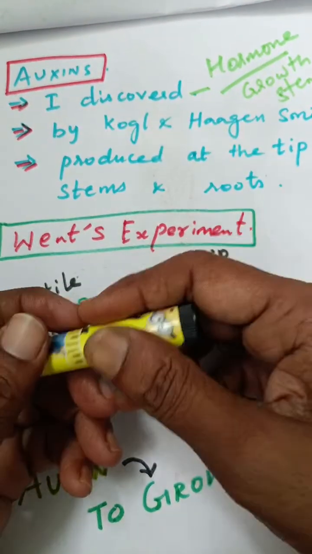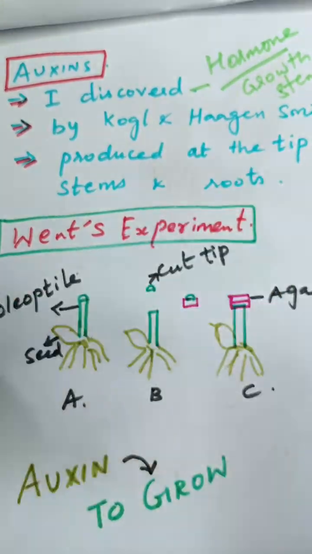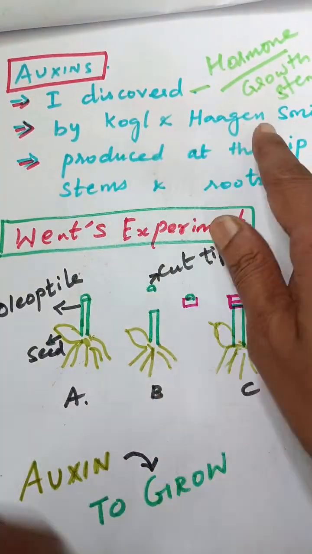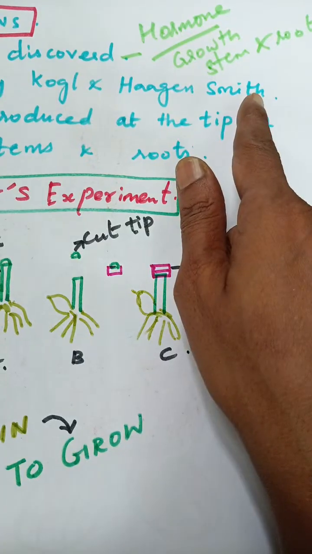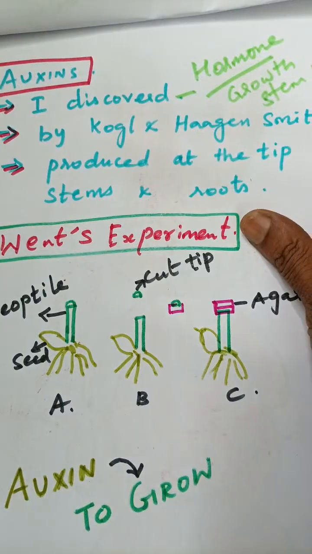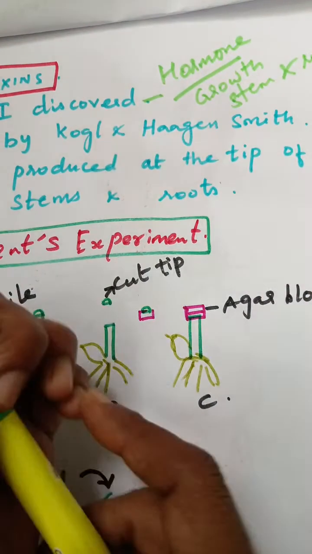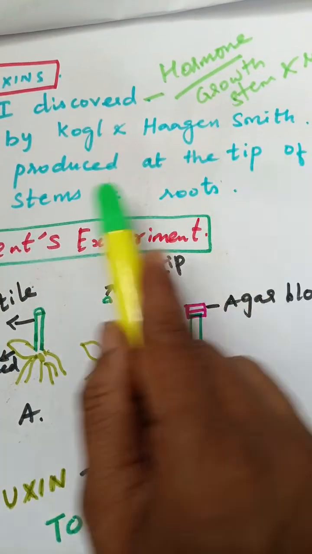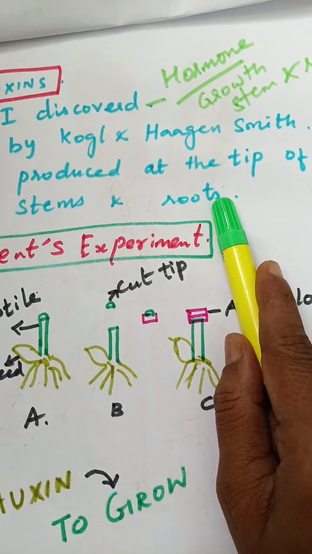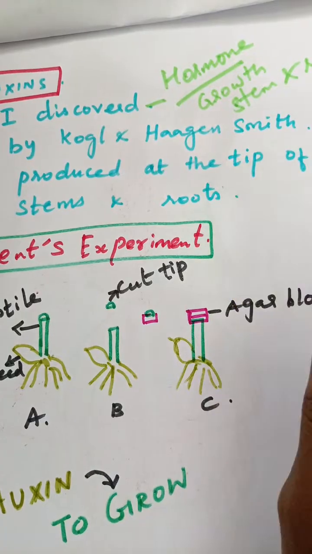This is the growth hormone in plants, no? Who introduced this auxin? It was introduced by Koch and Hagen Smith. Okay, and then where is it produced in the plant? At the tip. It is produced at the tip of the stem and the roots. So this is the auxin introduction.